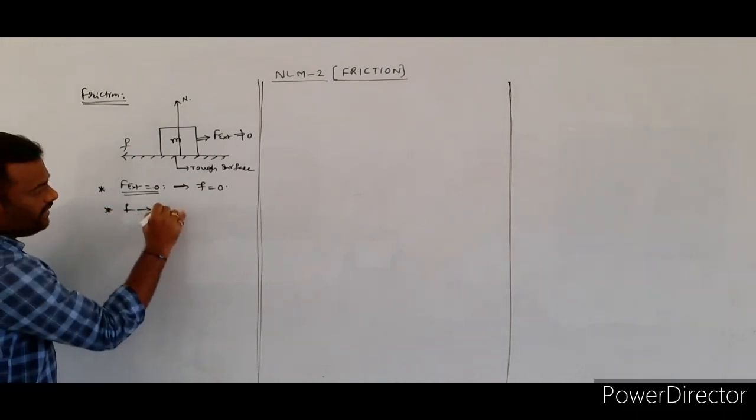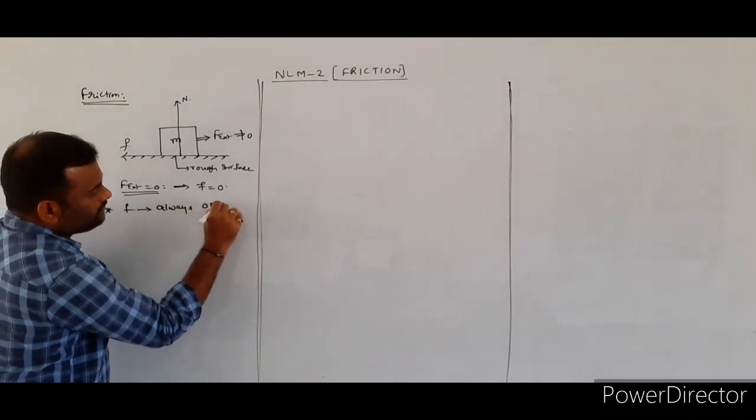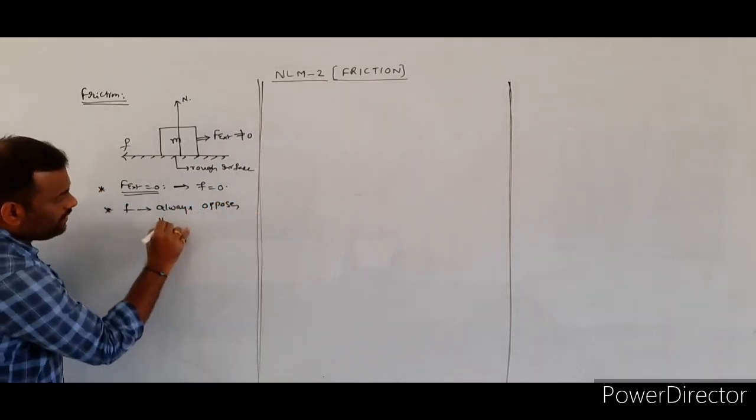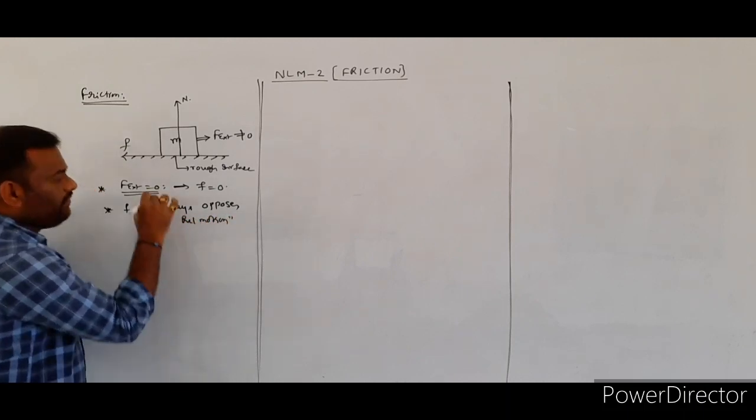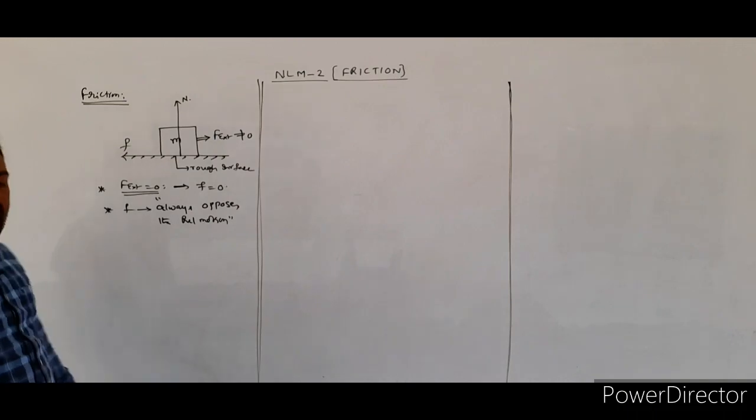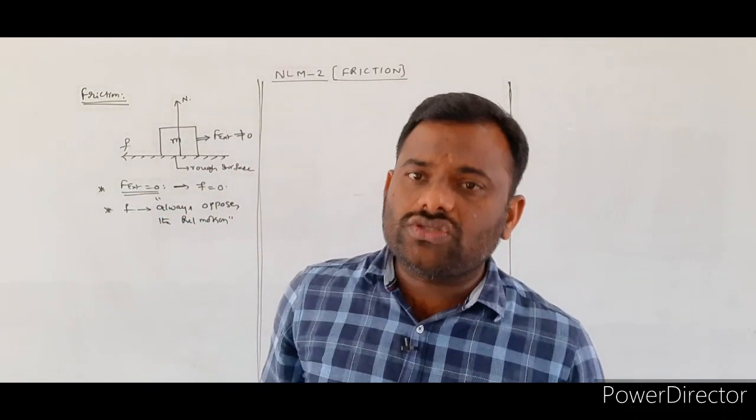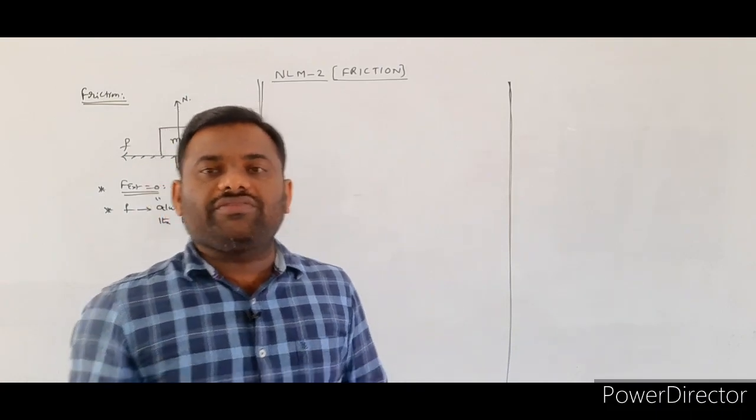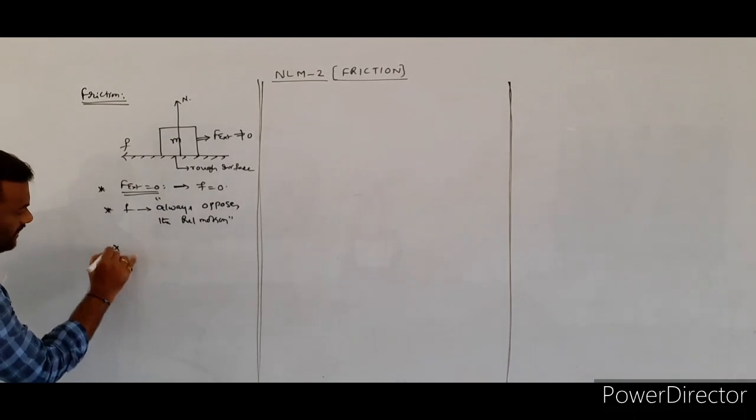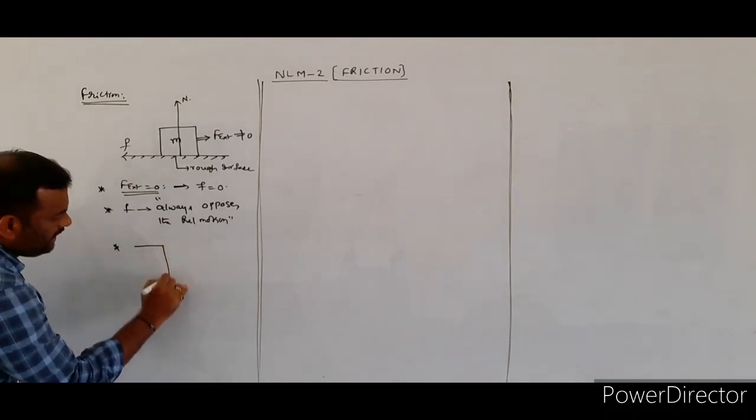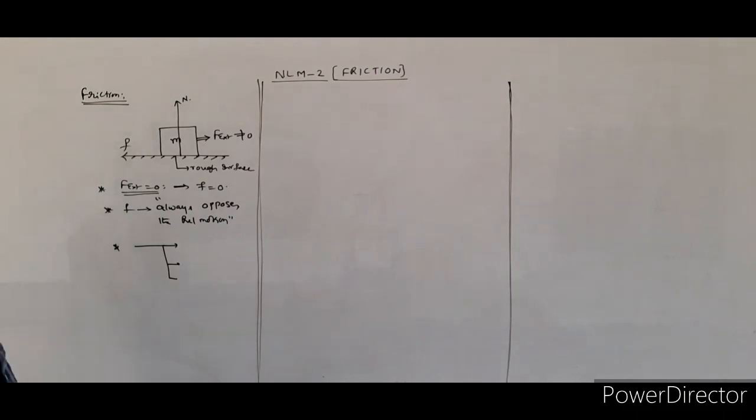Frictional force always opposes the relative motion only. Frictional force always opposes which type of motion? Relative motion between the given object and the contact surface. So whenever we apply some external force, the frictional force will be developed. Already we know that the frictional force exists in three different cases. The frictional forces are mainly classified into three different categories.